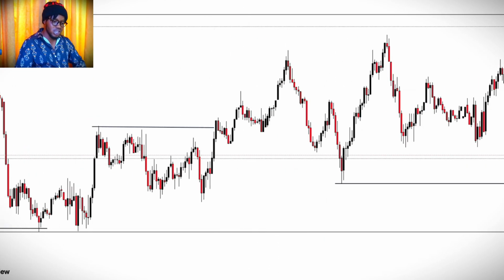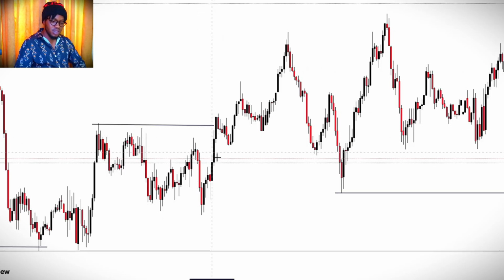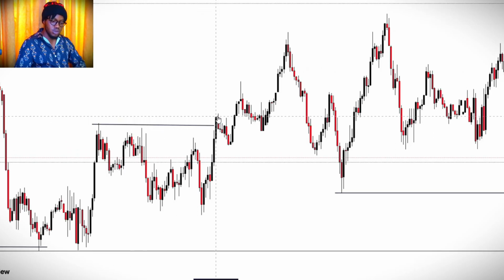I don't know if you guys are understanding me. Look at this now. Price gave us a break of structure to the upside. For every break of structure, you should be expecting a retracement to your discount. But then again, look at this retracement. Price is not even up to 50%, not even to talk of discount. Price is not up to 50%.